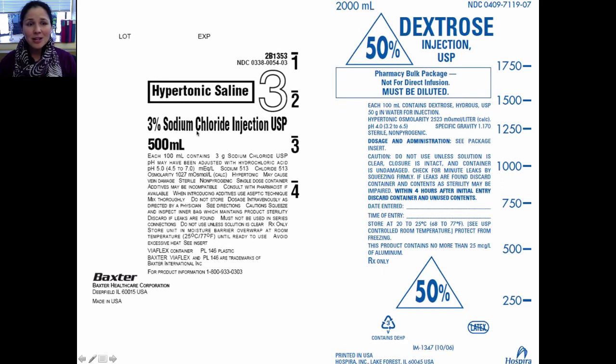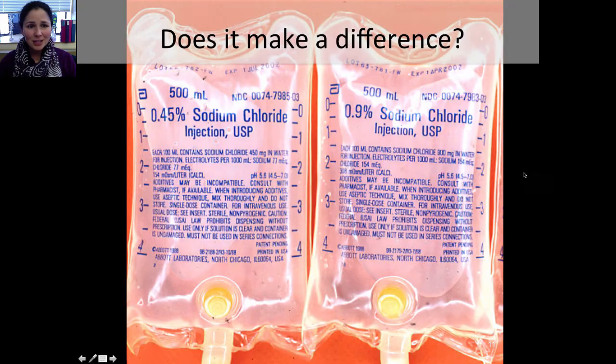And here's some other labels. This is a 3% sodium chloride solution and a 50% dextrose solution. Sometimes you'll have the same type of solution, like this one, sodium chloride, but there are different concentration units. Does it make a difference? I'll tell you that the answer is yes. And I'll explain why in this particular situation it's critical to give the right concentration to a patient.